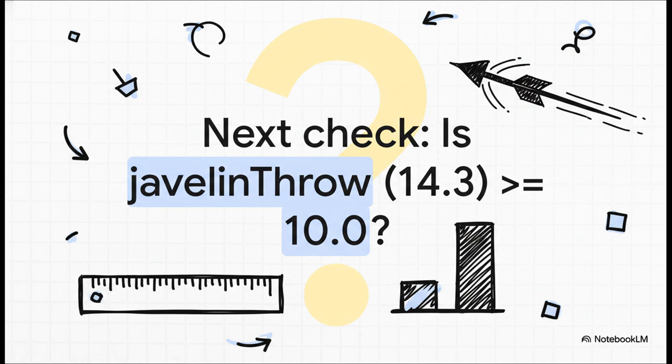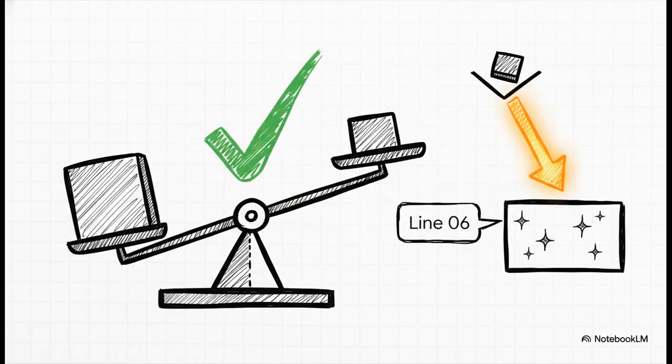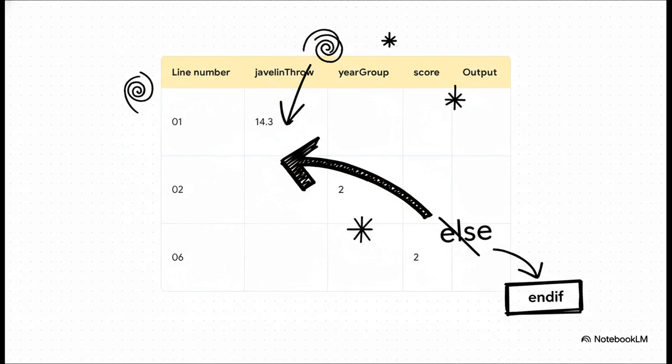Okay, on to line 05. This time, the code's asking, is 14.3 greater than or equal to 10.0? What do we think about that one? Yes, that one's a definite true. And because that condition is true, the program's going to execute the code inside this block, which we can see right there on line 06. So, line 06 sets our score variable to 2. Let's get that into our trace table right away.